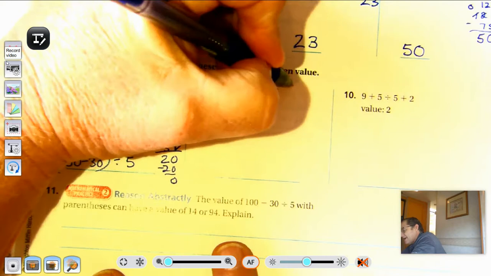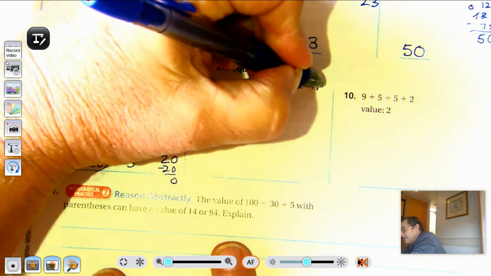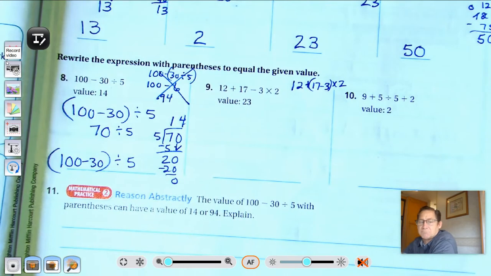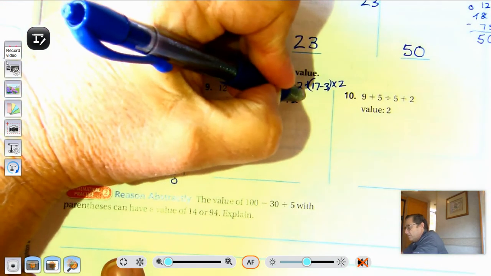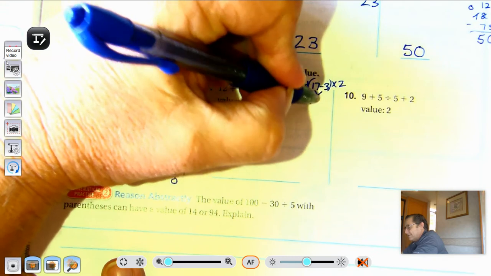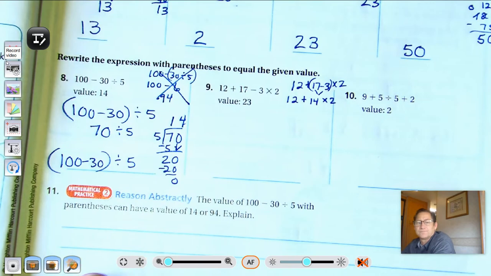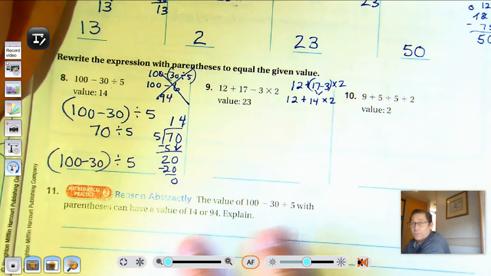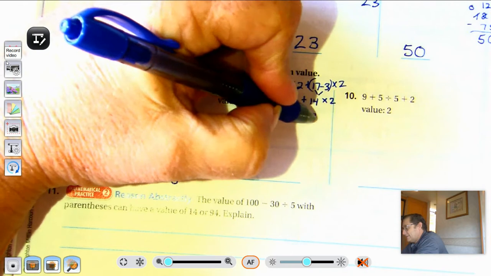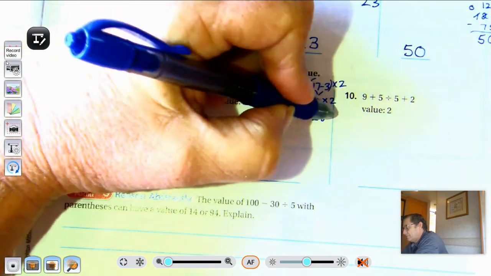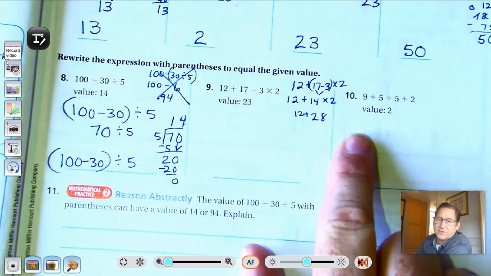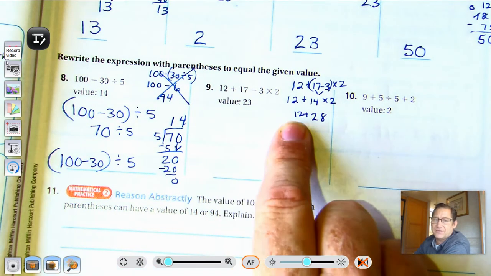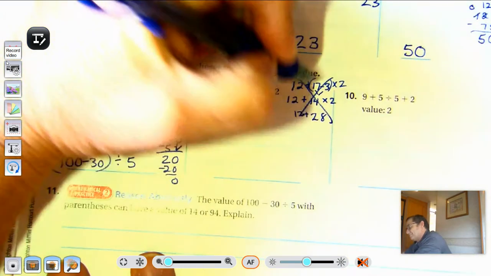Let's say I think it's 17 take away 3 in parentheses. All right, so that gives me 12 plus 14 times 2. Well, now I would have to multiply, 2 14s. 14 and 14, that's 28 plus 12. Well, I already know that that's going to be too big because 28 is bigger than 23, and I have to add 12 more. So that wasn't right.